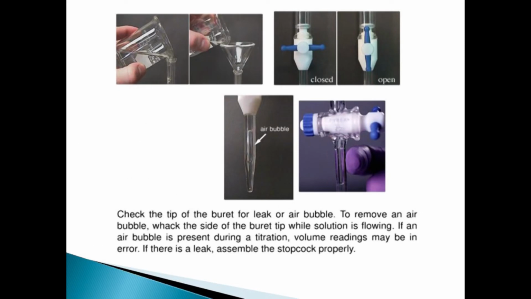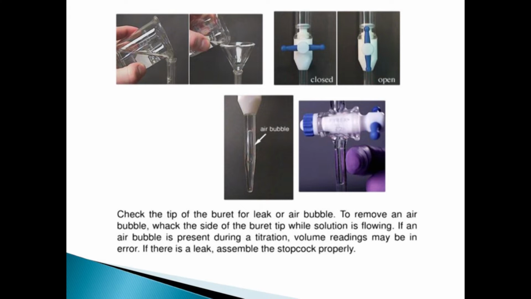Here I have shown some pictures. We need to transfer the solution into the burette using a funnel only. Without using a funnel, some solution may spill out, so we use a funnel to transfer the solution into the burette. This indicates that the knob is closed, and this indicates that the knob is open. We should take care of that. One more thing is the air bubble that may be present during the titration.